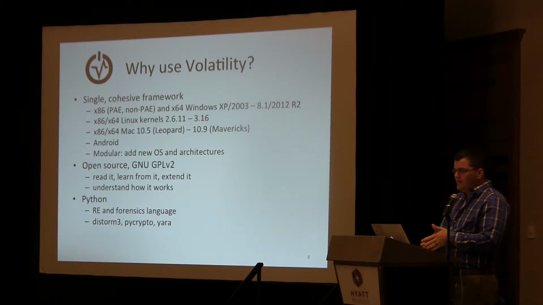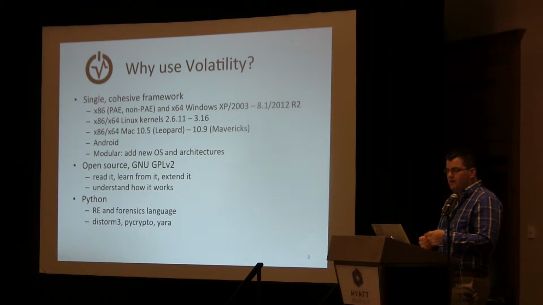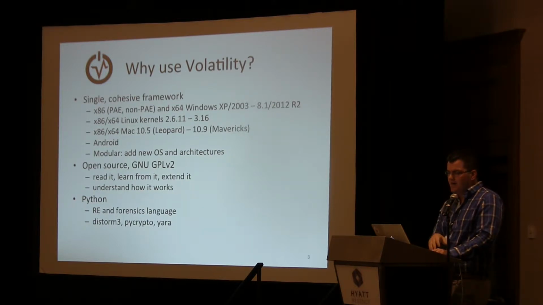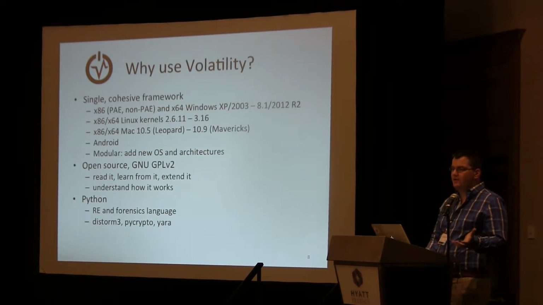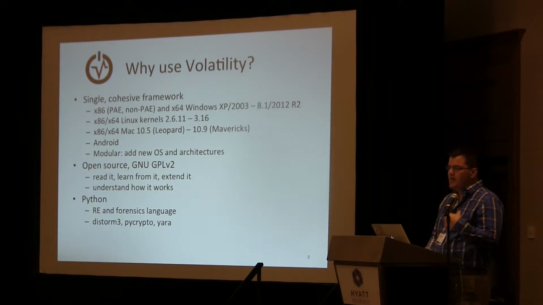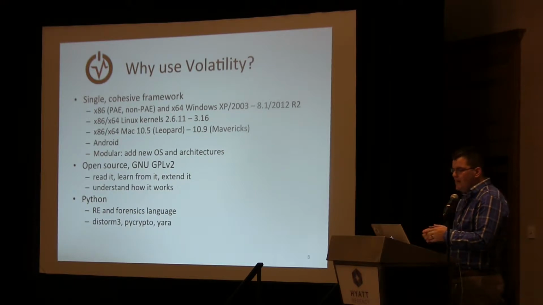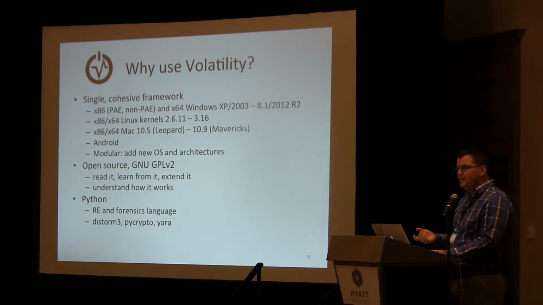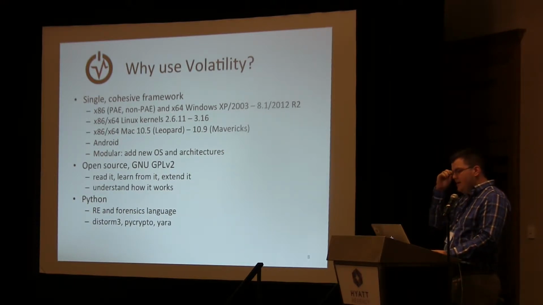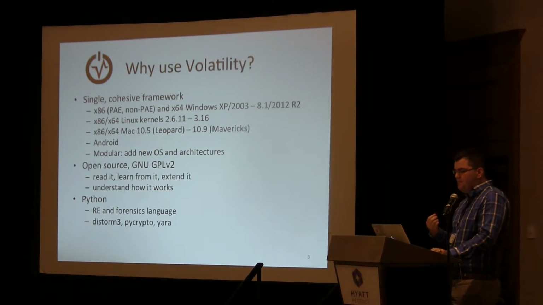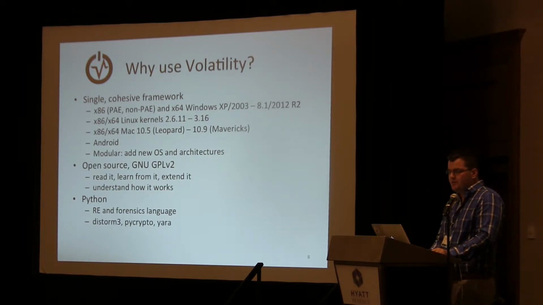Some of the advantages that Volatility has. At this point, we have over 200 plugins in the latest release, and we also support a wide range of operating systems. Windows going back to XP, all the way through 2012 and 8.1. Linux going back to around 2005 through the latest releases, and Mac Leopard 10.5 through the latest 10.9 releases. We have experimental support for 10.10 right now. We haven't fully released it because it's still new, but we have support pretty much for any operating system you're going to see.